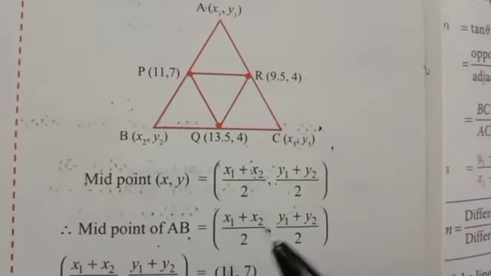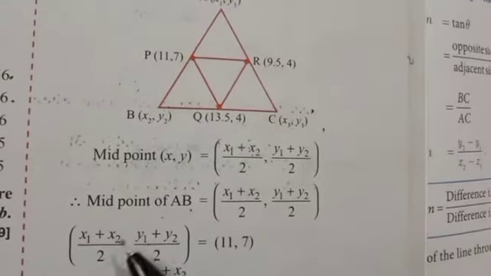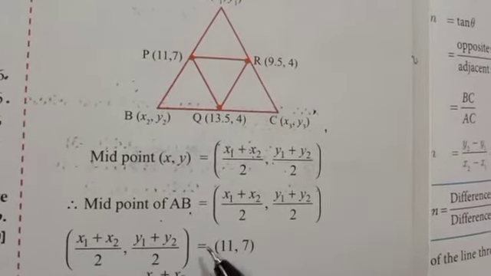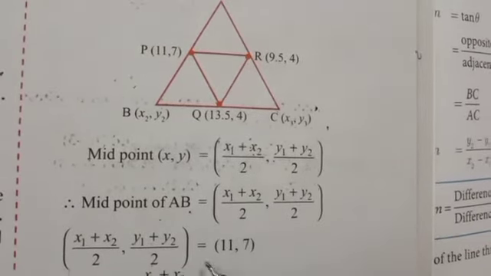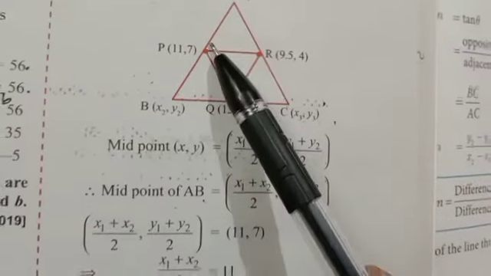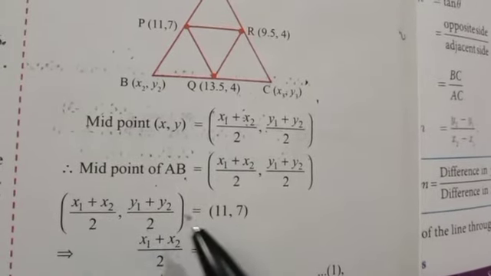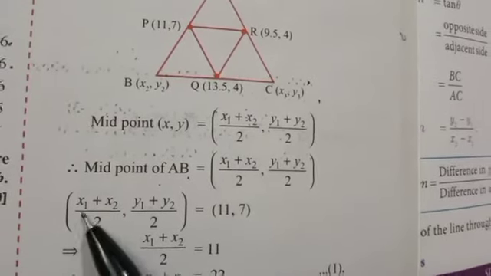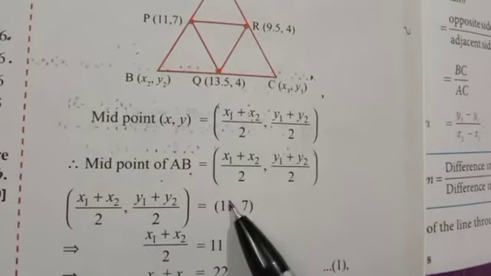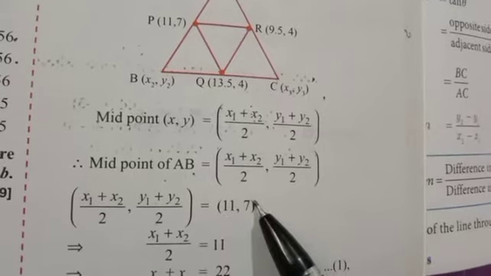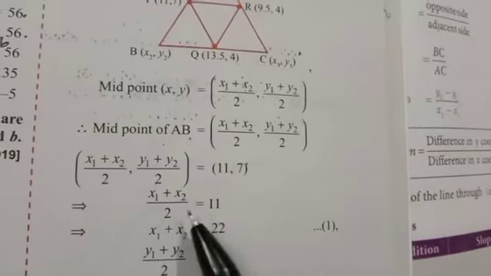That is equal to the given midpoint value, 11 comma 7. So (x1 plus x2 by 2, y1 plus y2 by 2) is equal to (11, 7). Now you have to compare the coordinates, the x coordinates and the y coordinates. So x1 plus x2 by 2 is equal to 11, and y1 plus y2 by 2 is equal to 7.